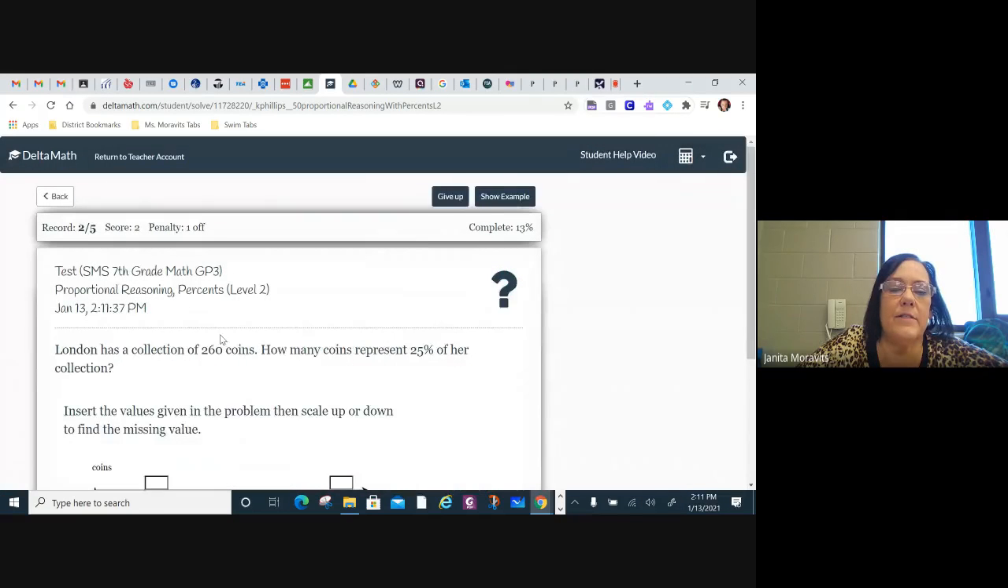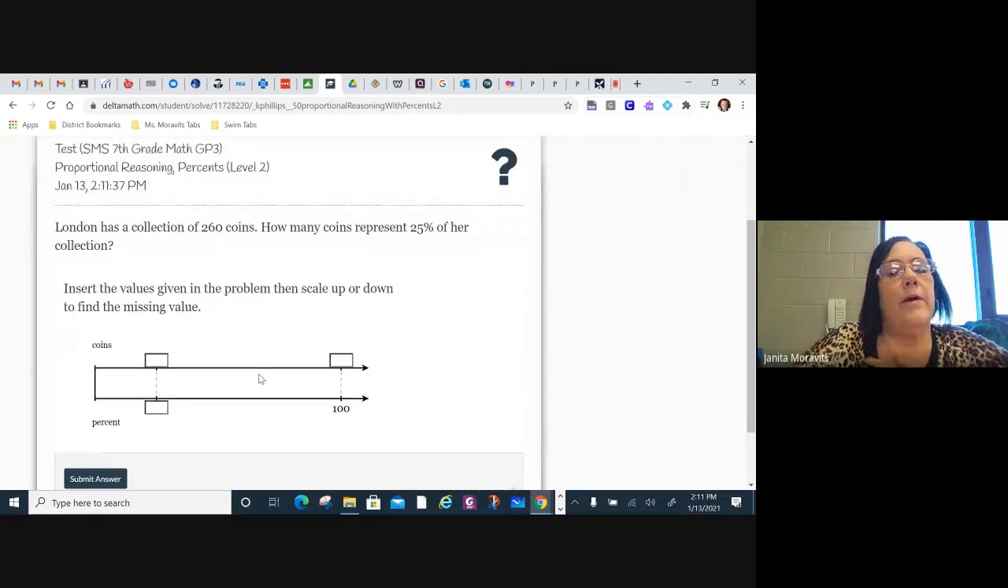All right, let's see if they give us something different this time. Okay, this is a different one. All right, we're going to do this problem together. London has a collection of 260 coins. That means if 100% of her collection is the 260 coins, how many coins represent 25% of her collection?